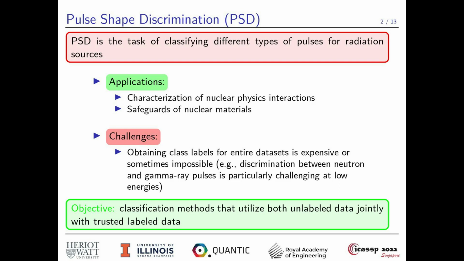As for many other classification problems, the main challenge is that obtaining class labels for entire datasets is expensive or sometimes impossible. In particular, the shapes of neutron and gamma ray pulses are increasingly similar as the deposited energy decreases. Hence, their discrimination is challenging at low energies. Therefore, classification methods that utilize both unlabeled data jointly with trusted labeled data are needed.